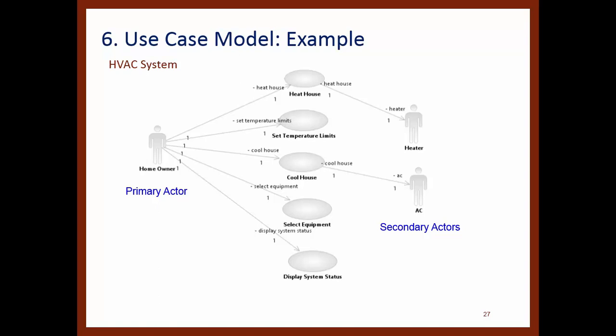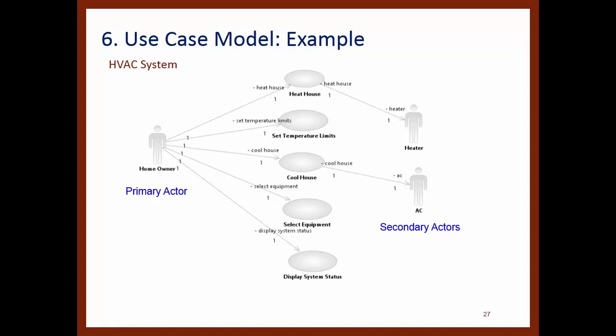This is for an HVAC system, so each one of them will represent a function of the HVAC system: heat the house, set temperature limits, cool the house, select equipment, and display the system status. And then after we identify those functions, we can see who's going to be interacting with these functions. The homeowner, maybe he's going to be interacting with each one of the functions.